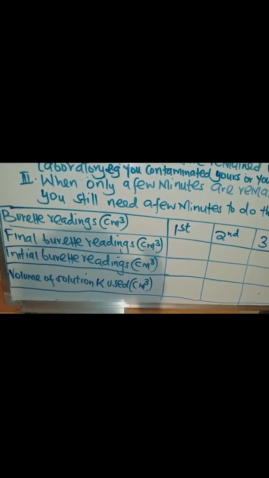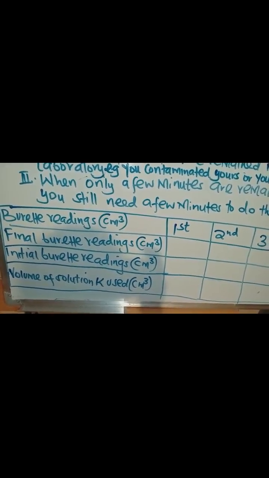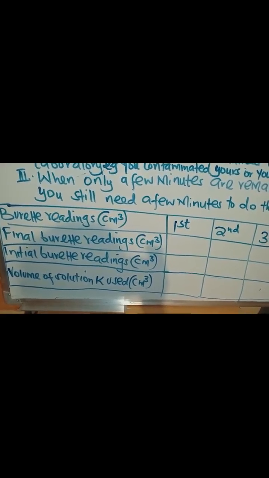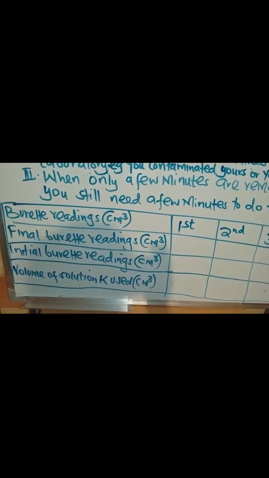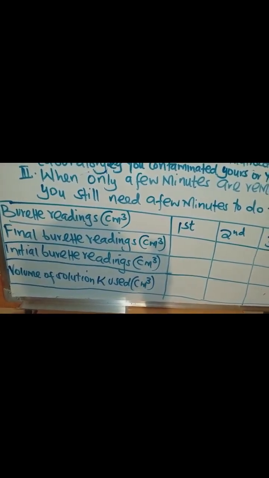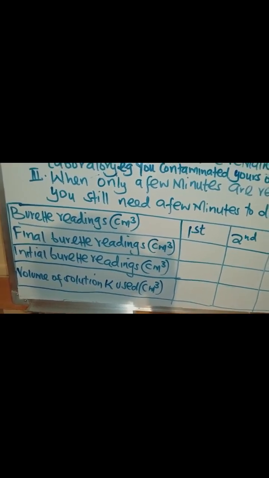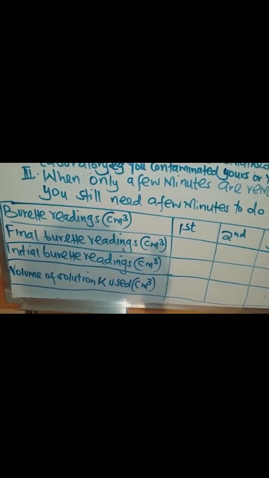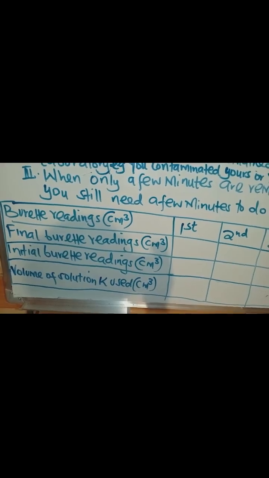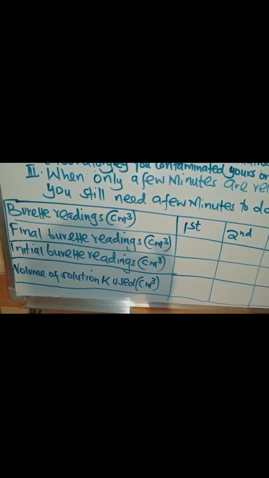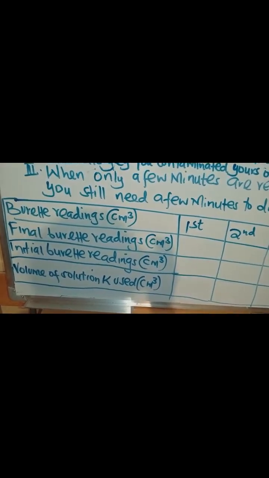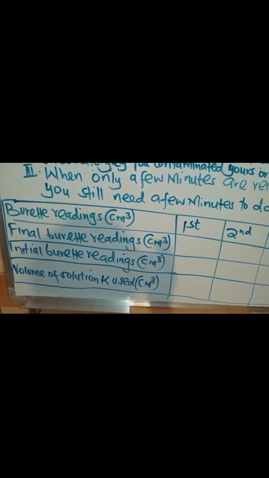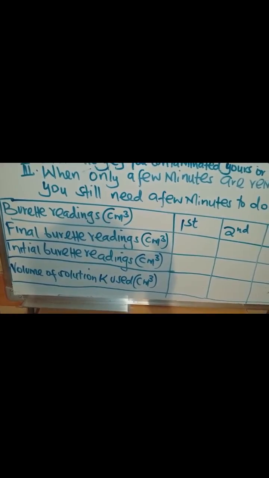So first of all, if the question requires you to draw your own table, maybe the table is not drawn for you, you are supposed to know that in the arrangement of the table, the first one will be for the burette readings, and you need to write the units, centimeters cubed, because those are the units in a burette. Then we have the final burette readings coming on top, followed by the initial burette readings, and for both you write the units.